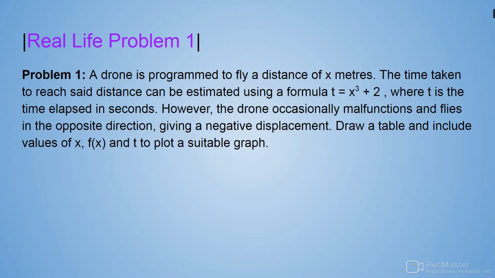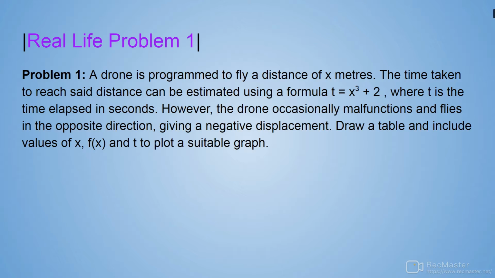Now we're getting into actual real-life problems. Here's the first one. A drone is programmed to fly a distance of x meters, and the time taken to reach that distance can be estimated using a formula t equals x cubed plus 2, where t is the time elapsed in seconds. However, the drone occasionally malfunctions and flies in the opposite direction, giving a negative displacement. Draw a table and include values of x, f(x), and t to plot a suitable graph.